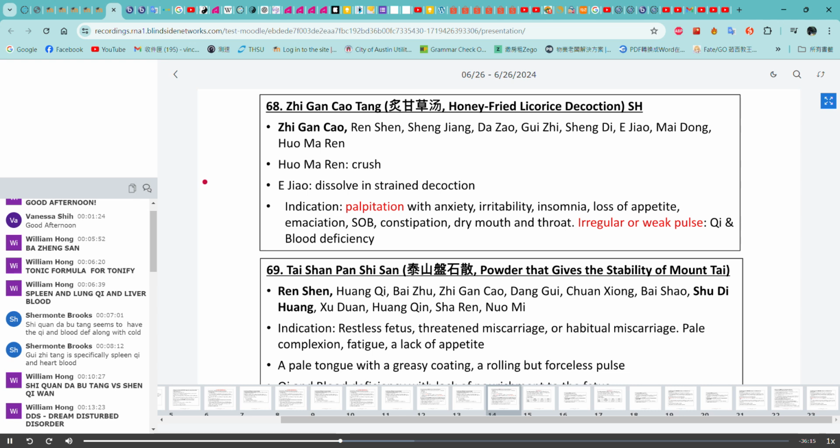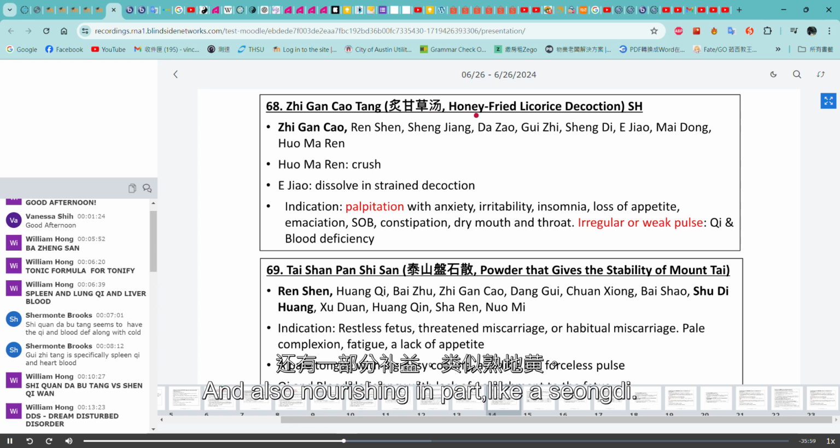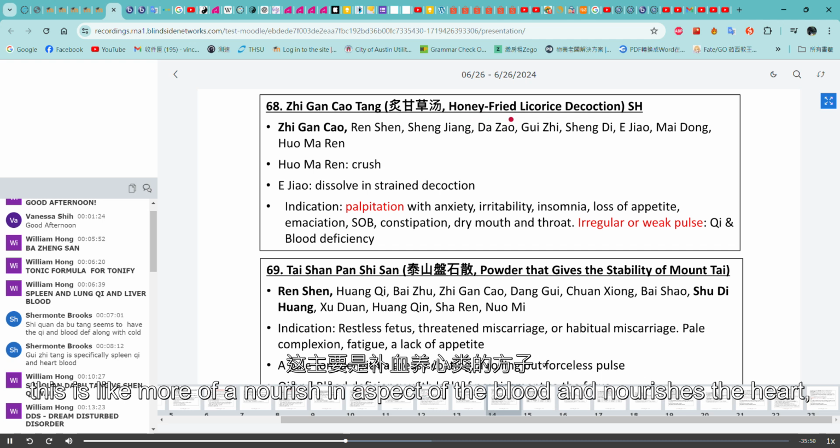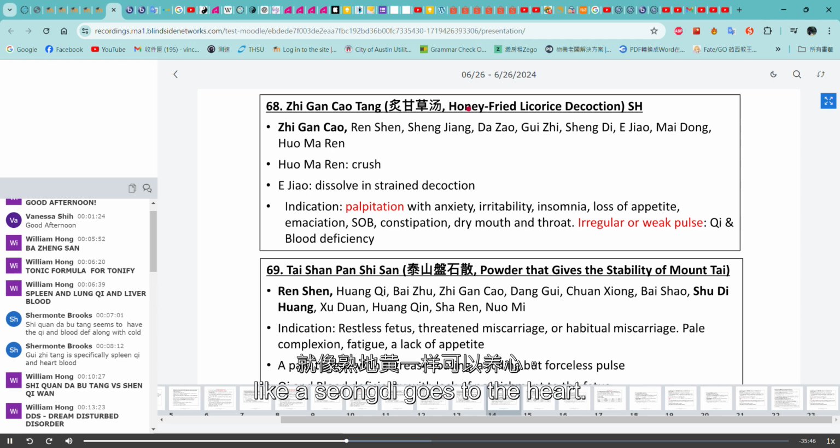And Zhigancao Tang is Zhigancao, which is cheaper, and the Renshen. So like a tonic for the original qi, Shengjiang and Dazao are typical. And also it nourishes in part, like Shengdihuang, Ejiao, Maidong. So this is more of a nourishing aspect of the blood and heart; Shengdihuang goes to the heart.